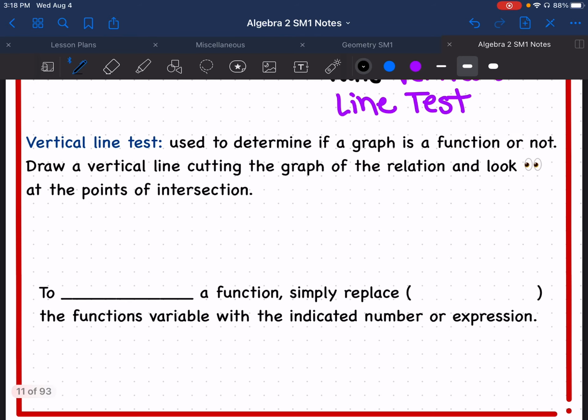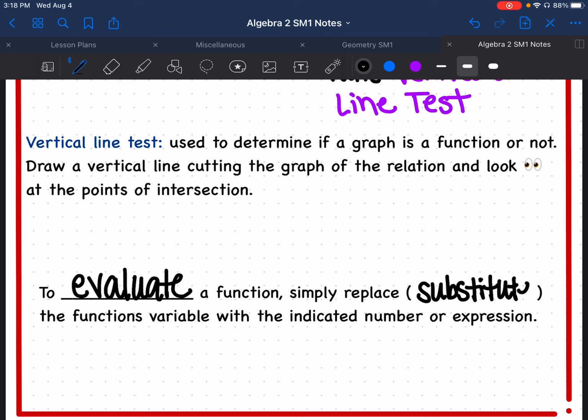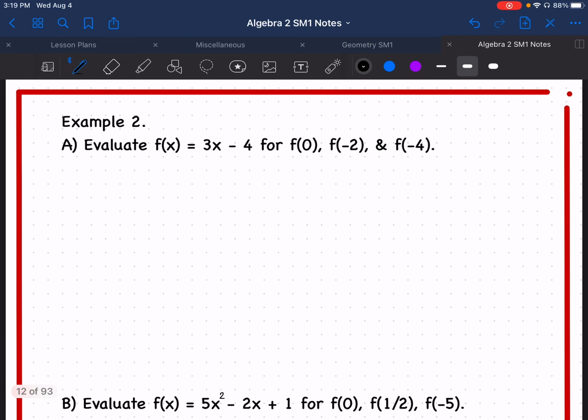All right. The last thing I want to talk to you about today is how to evaluate a function. To evaluate a function, you are simply going to replace or substitute the function's variable with the indicated number or expression. Let's go ahead and do a couple examples here.